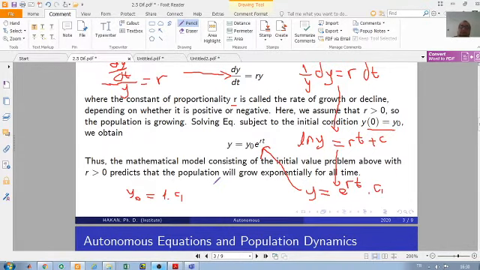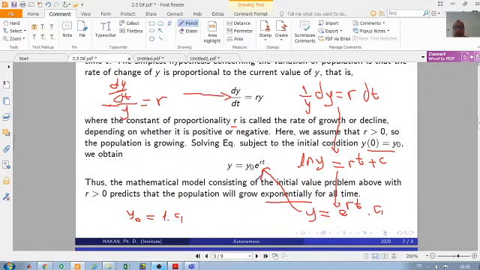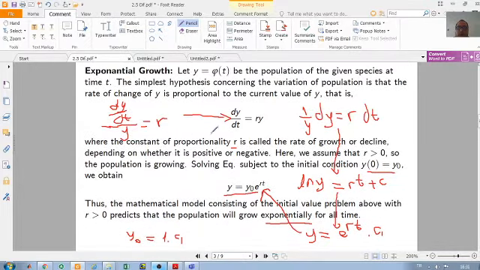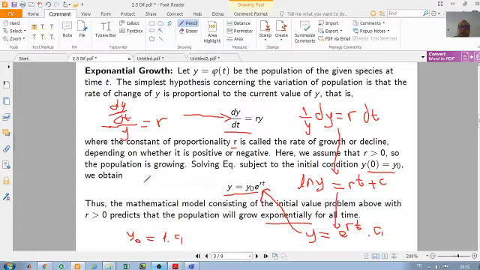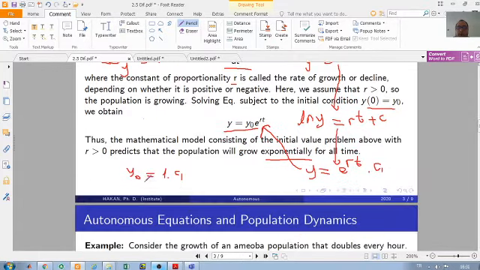Therefore, the mathematical model consisting of the initial value problem above with r positive predicts that the population will grow exponentially for all time. The population growth can be given exponentially using this solution of the differential equation. This is called the exponential growth of the population.